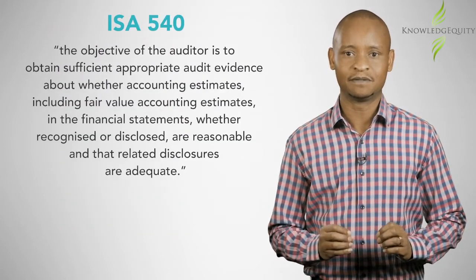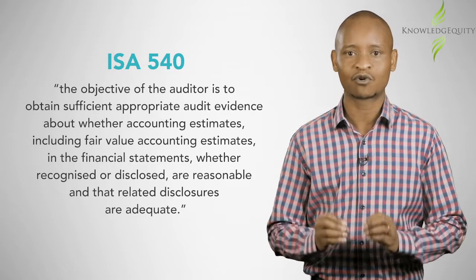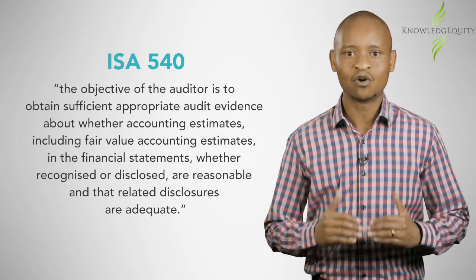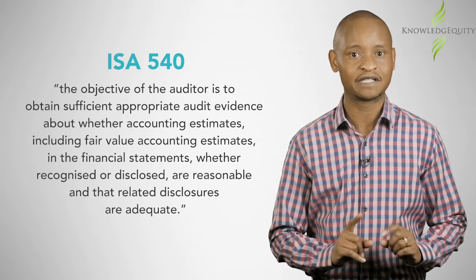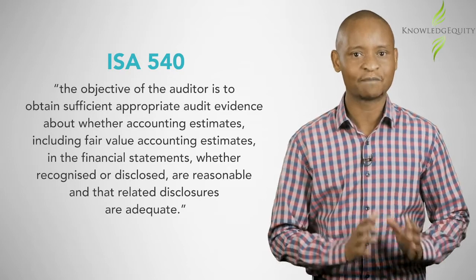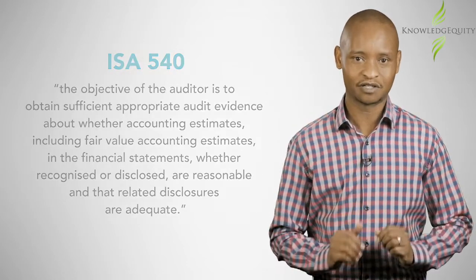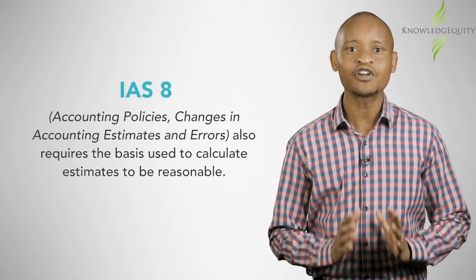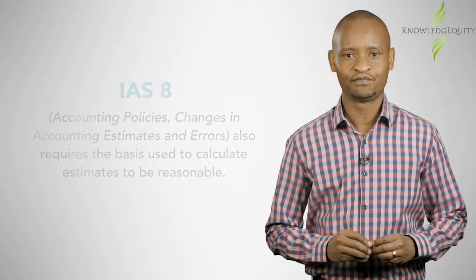ISA 540 states that the objective of the auditor is to obtain sufficient appropriate audit evidence about whether accounting estimates, including fair value accounting estimates in the financial statements, whether recognized or disclosed, are reasonable and that related disclosures are adequate. IAS 8 also requires the basis used to calculate estimates to be reasonable.